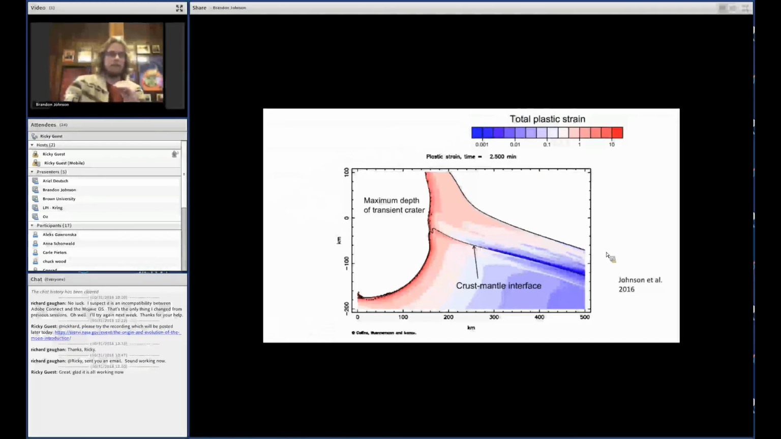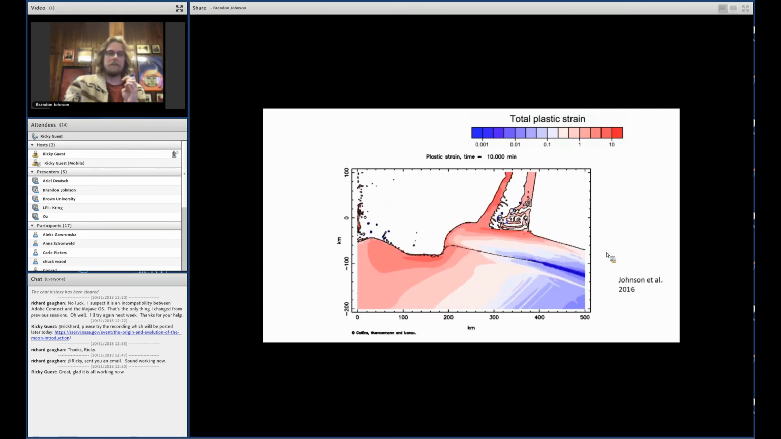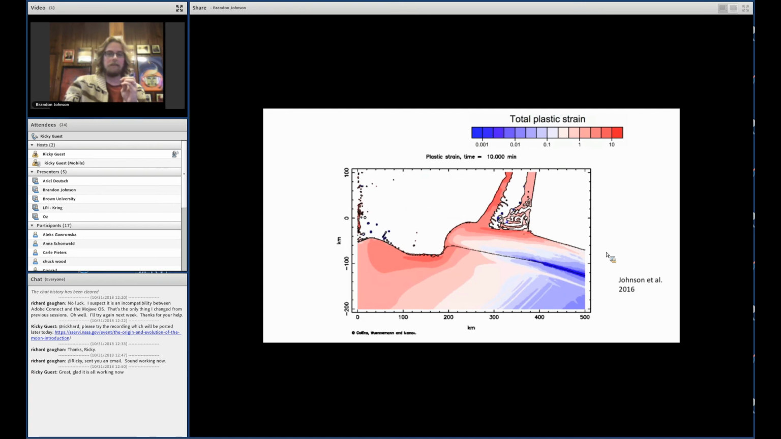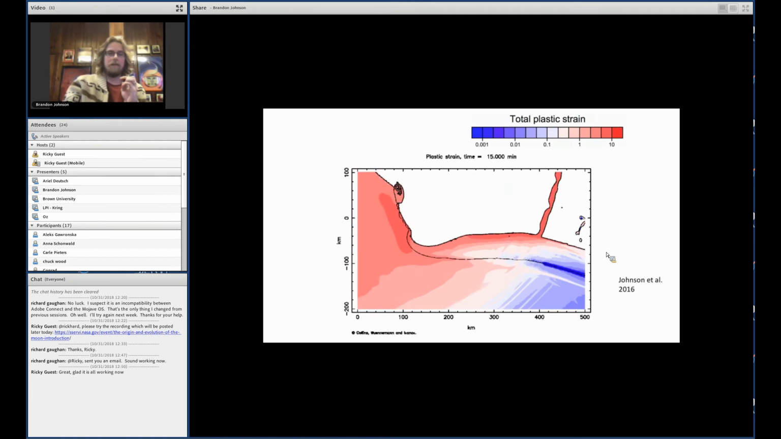So 2.5 minutes into the impact, we have excavated a large transient crater. This is the maximum depth of the crater, not the maximum extent of it, about 180 kilometers deep, and you can see the crust-mantle interface here. Then at 10 minutes into the impact, the floor of the transient crater is coming up, we're starting to get a central uplift, and ejecta continues to be emplaced on top of the crust.